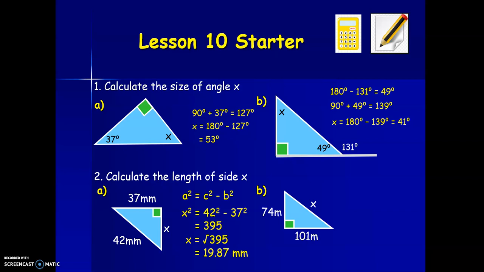In the second example, X is opposite the right angle, so X is the longest side, the hypotenuse this time, so we're going to use the add version of Pythagoras. Putting in our values, we get X squared is 101 squared plus 74 squared. On the calculator, that gives us a total of 15,677. Then lastly, square root that value and we get X is equal to 125.21 metres.